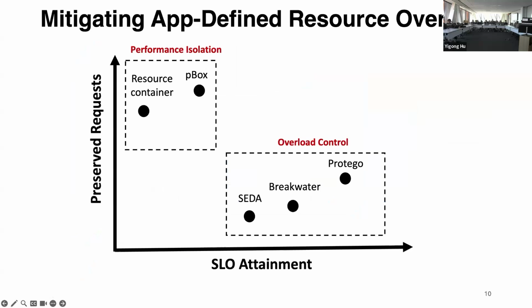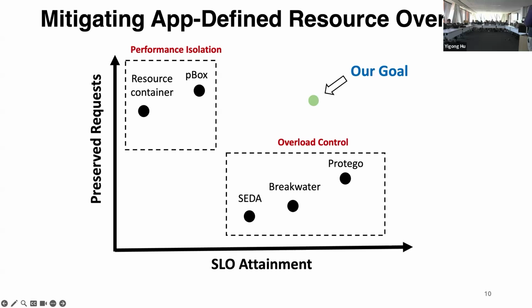So if we put all the previous state-of-the-art solutions in the design space, we can see that overload control systems can maintain the SLO, but they cause a high drop rate. And performance isolation mechanisms can achieve a low drop rate, but they cannot maintain the SLO. So our goal is to design a system that can achieve both. It can guarantee no SLO violation during application-defined overload, and it only drops the particular request that manipulates the resource, so 1 or 2 requests.